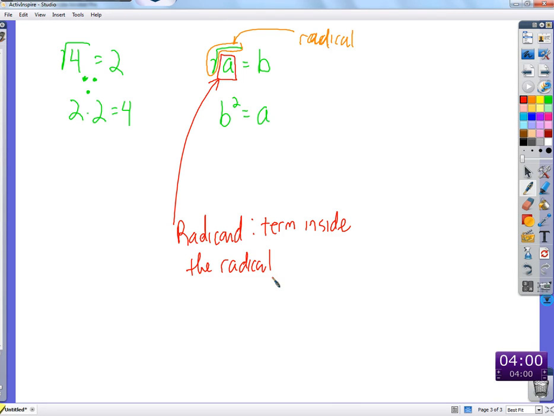So what kind of numbers can we have as the radicand? What kind of numbers can we take the square root of? Or maybe what kind of numbers could we not take the square root of? Think about the definition of a square root. If we square b and it gets us a, then b is the square root of a. What kind of numbers can we take the square root of, and what kind of numbers can we not take the square root of?